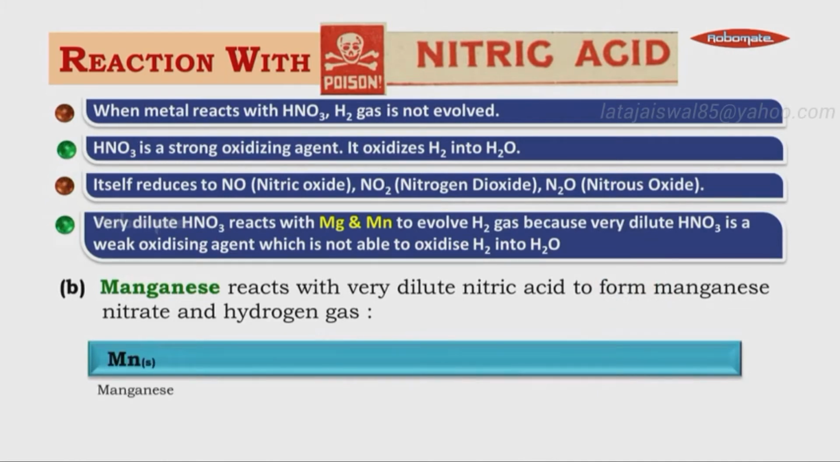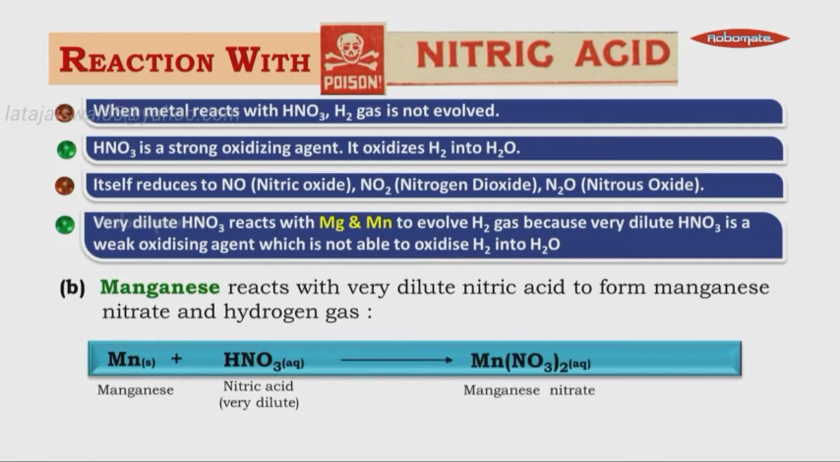Let's see Mn plus HNO3. Again, Mn is positive, NO3 is negative. It is going to react and form Mn(NO3)2. Mn valency 2, NO3 valency 1, crisscross gives Mn(NO3)2, plus H is given out as H2 gas.